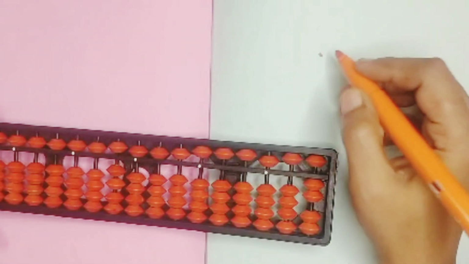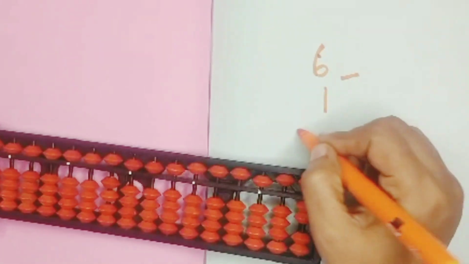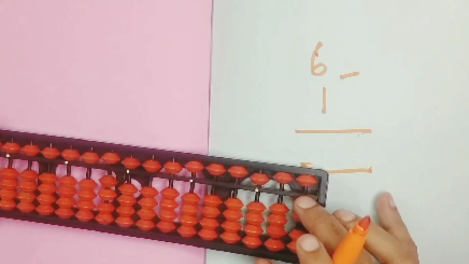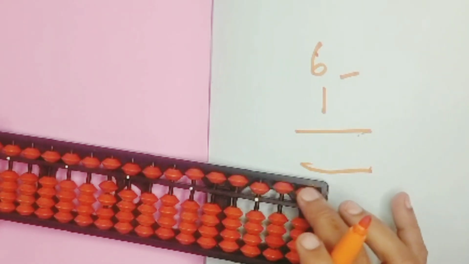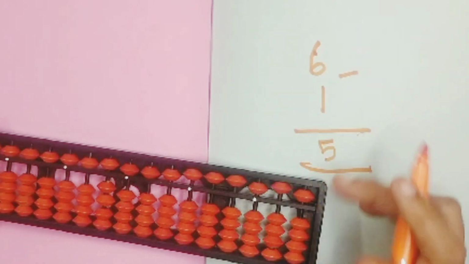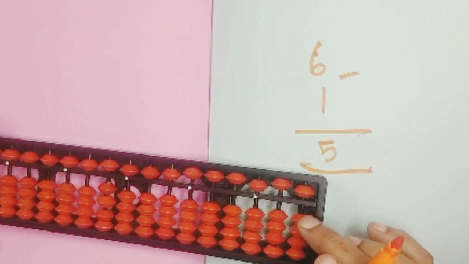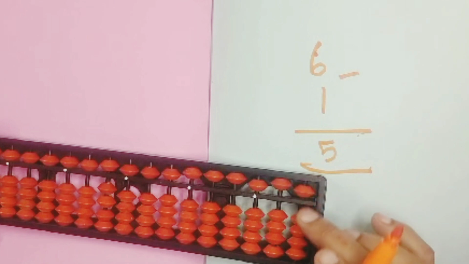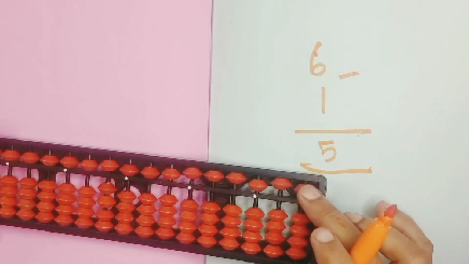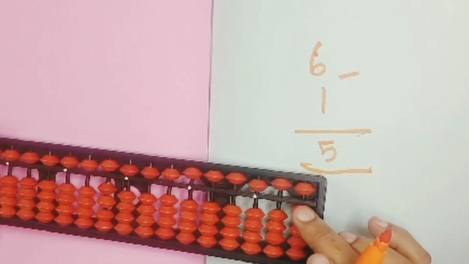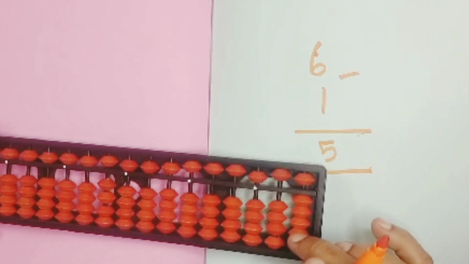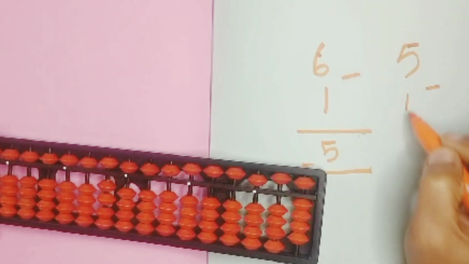Now subtraction. For instance, 6 minus 1. What is the answer? So this is 5. 5 plus 1, 6. 6 minus 1 is 5. After this, for instance, 5 minus 1. This is 5. 5 minus 1 is 1, 2, 3, 4. So 5 minus 1 is 4.